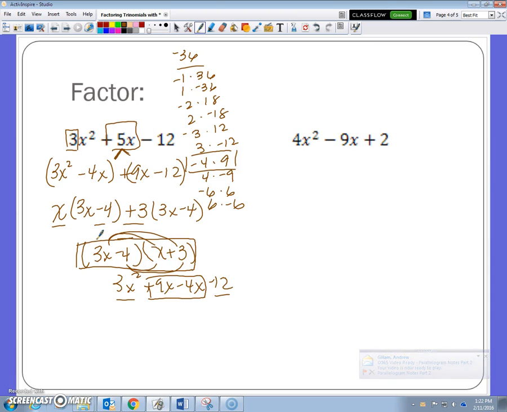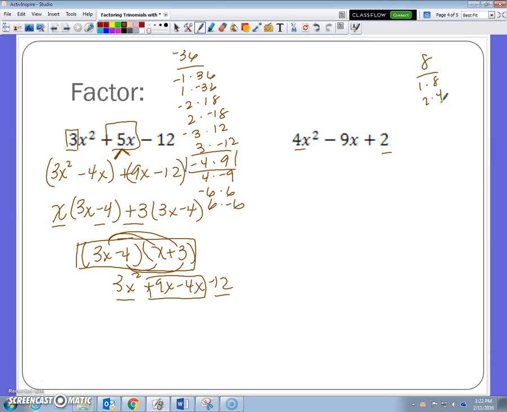Let's take a look at another one here. Once again, after 3 examples, I'm going to move a teensy bit faster this time. This 4 is telling me I can't just go straight away to factor two parts. What I'm going to have to do is separate this and factor by grouping. Take 4 times 2, 8. And so numbers that multiply to get 8 and add up to -9: 1 times 8, 2 times 4.